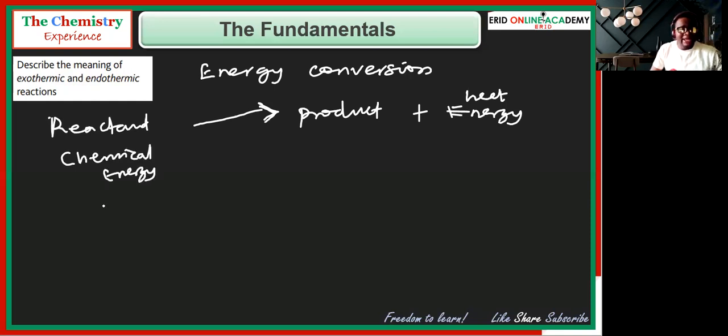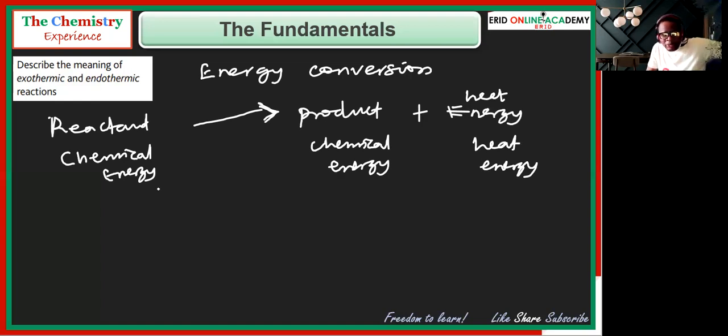Energy in the reactant is in the form of chemical energy. The energy in the product is in the form of what? Chemical energy. But this other energy is what? Heat energy. So if you look at it, we can conclude that the chemical energy, let's assume the unit of energy can be represented in joule, right? So let's say we have 50 joule of chemical energy in this reactant.